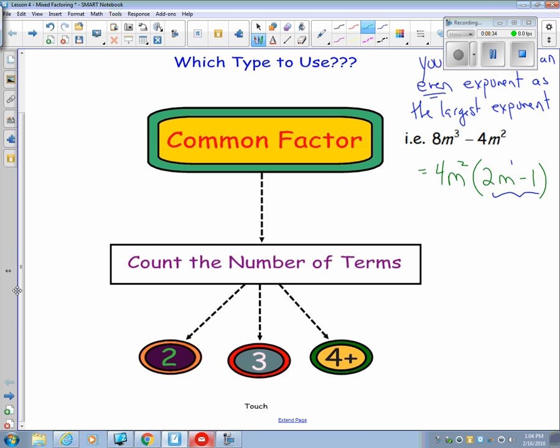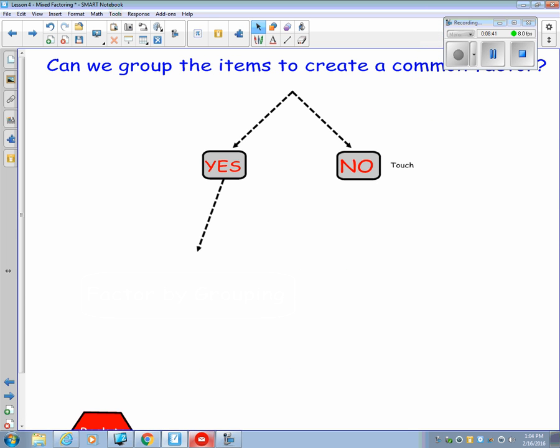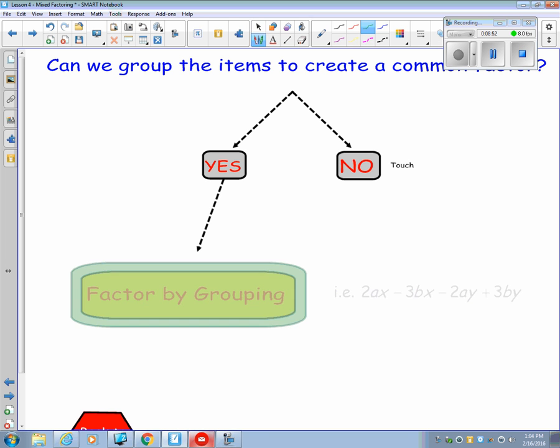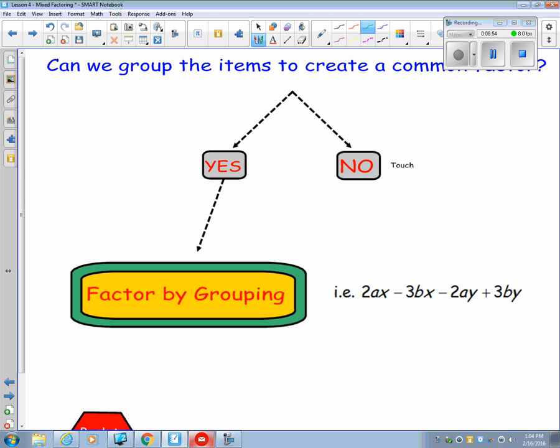When I say 4 plus, we're only ever going to deal with 4 in this course, but it could be 6 terms or 8 terms or 10 terms or any even number of terms. In that case, we call this something we call grouping. Okay? Can we group the items to create a common factor? So the answer is yes to that question. Okay? Can I split this in half? Okay, split in half and common factor. If that's possible, then we've called this factoring by grouping.